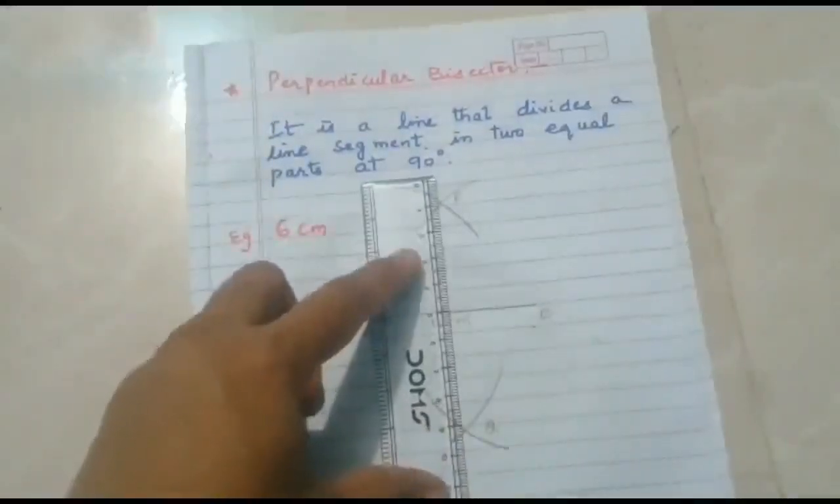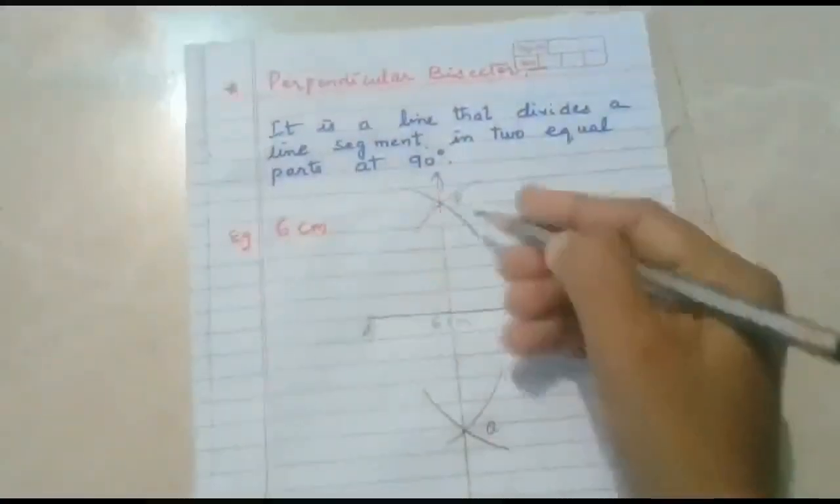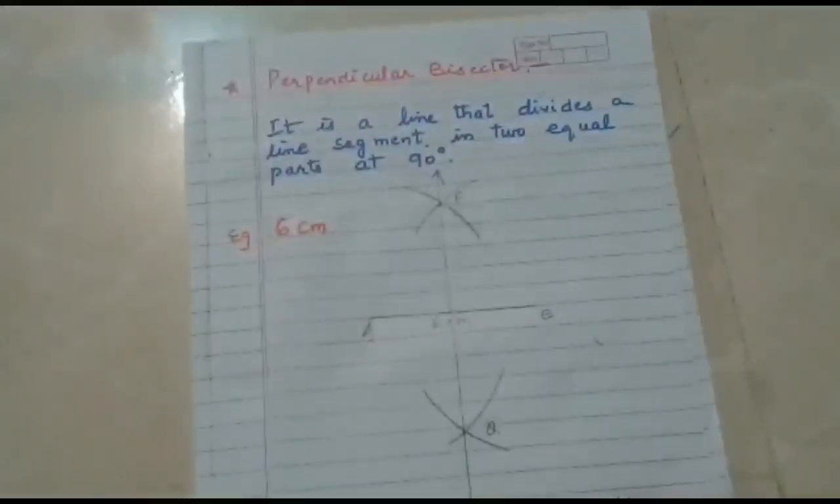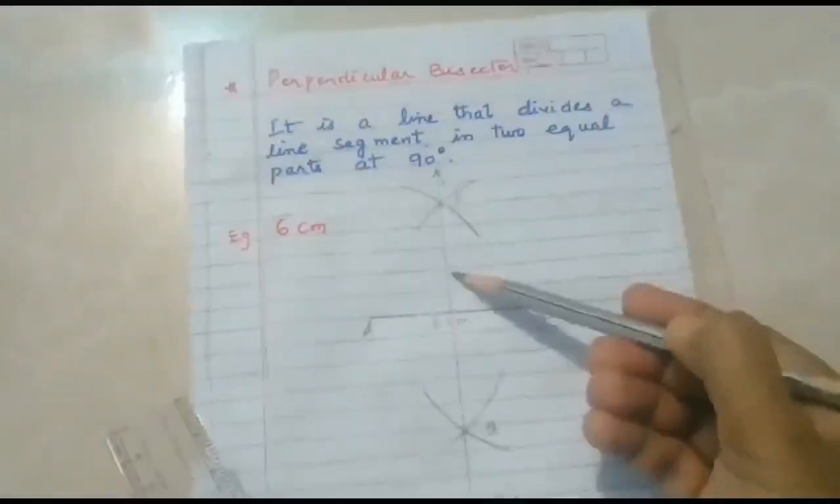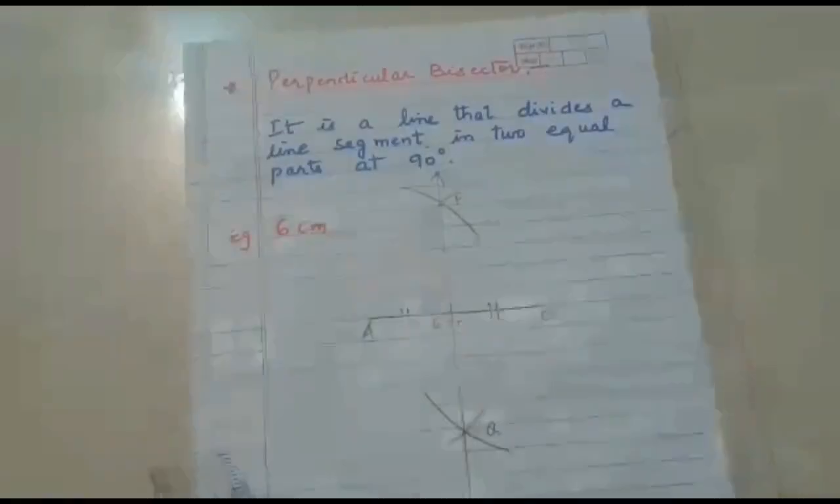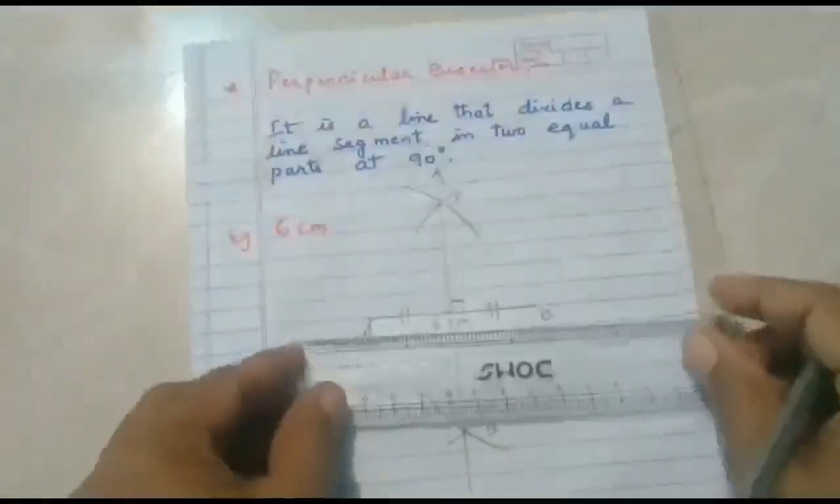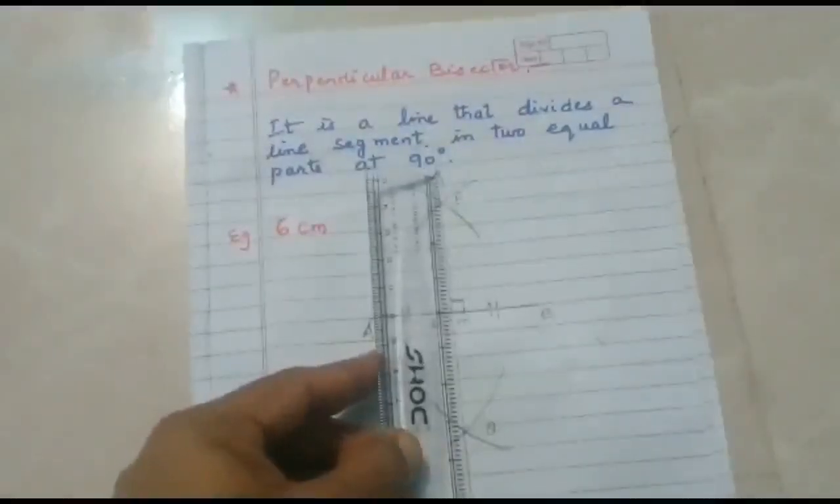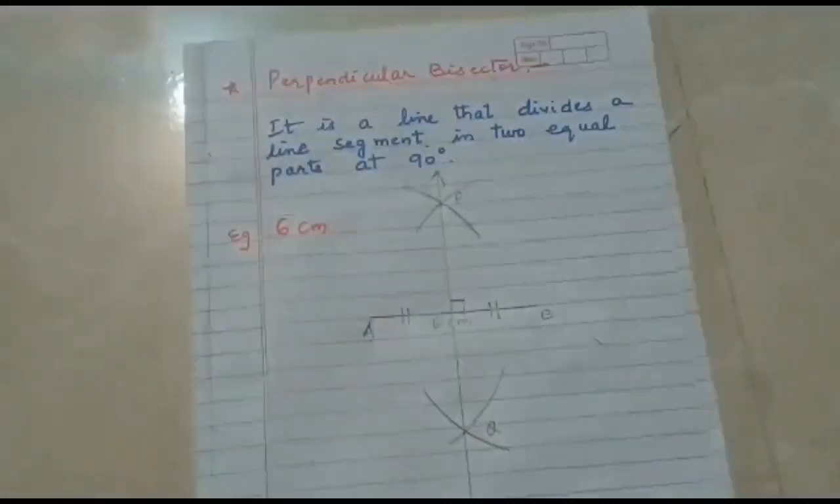Now I'll join the 2 points. What I got is a line PQ. This line PQ is the perpendicular bisector of the segment AB, such that this line PQ divides AB in two equal parts at 90 degrees. That means this line segment AB and this perpendicular bisector PQ meet each other at 90 degrees.